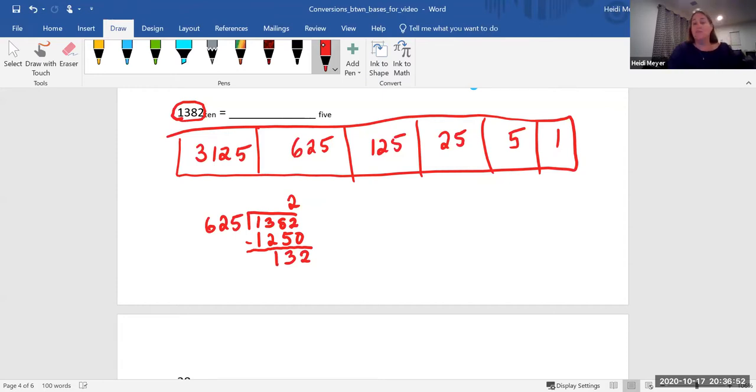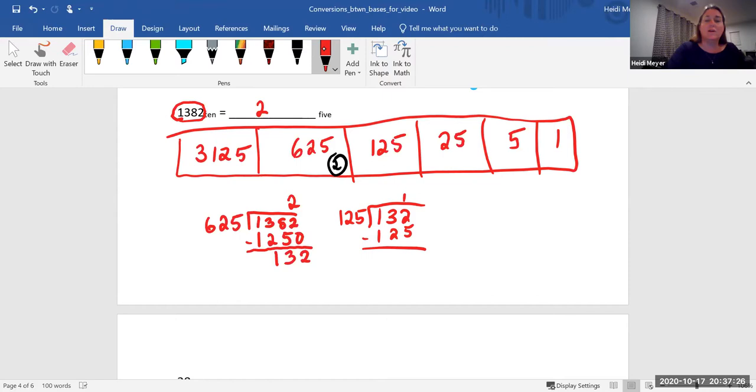Okay, so I have 132 left over, but I know I have 2 groups of 625. Maybe I'll just keep track right in here. Usually I do it underneath my place value. So 132, that's my remainder. Now I move down to the next place. How many times does 125 fit into that? Well, hopefully we can see that that's going to fit in there one time. One group of 125. So we are going to divide and subtract.